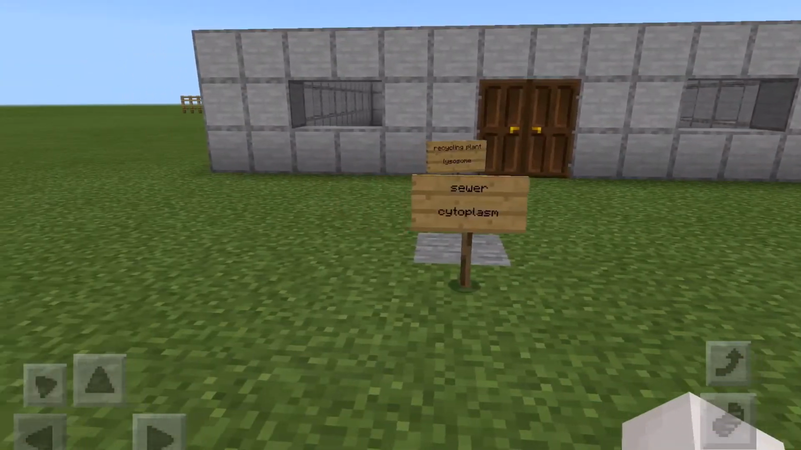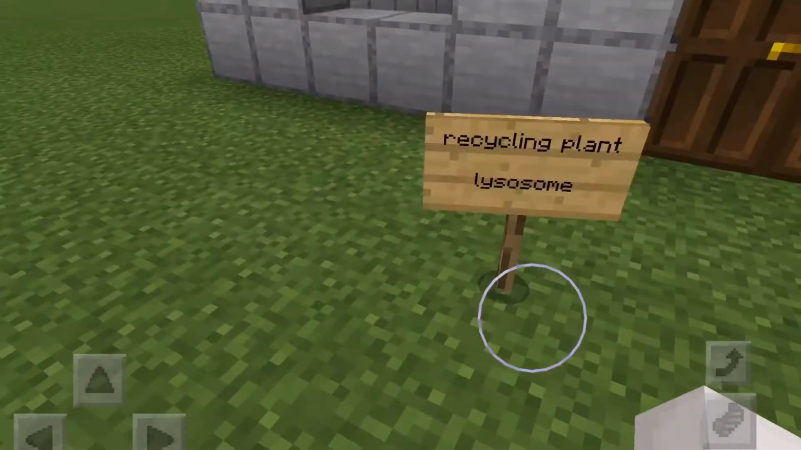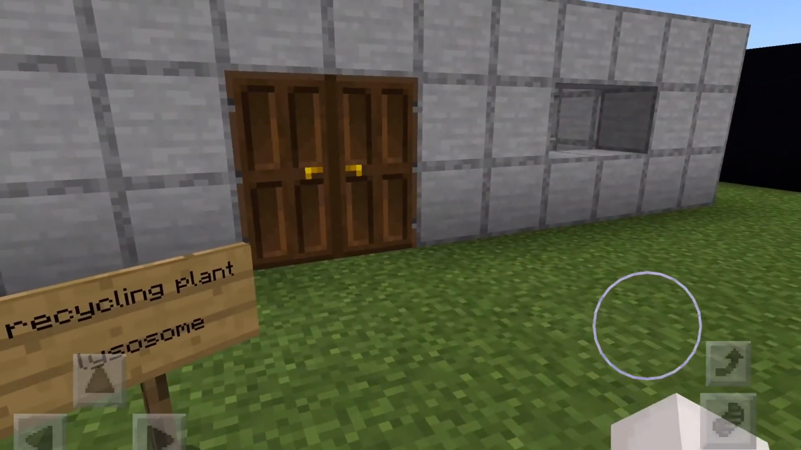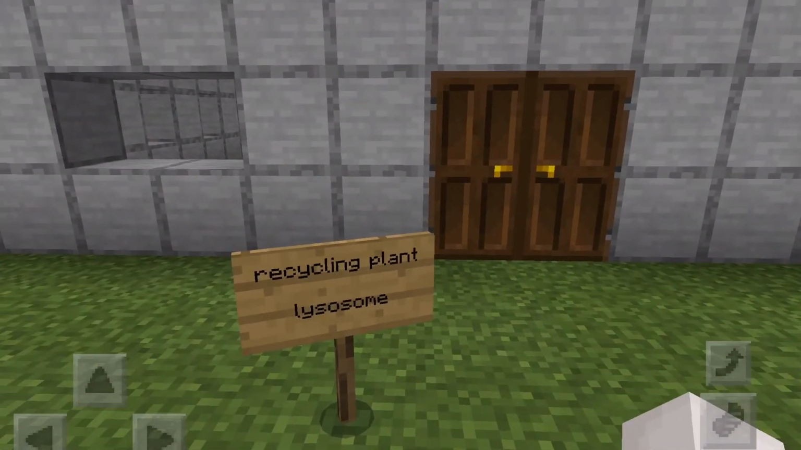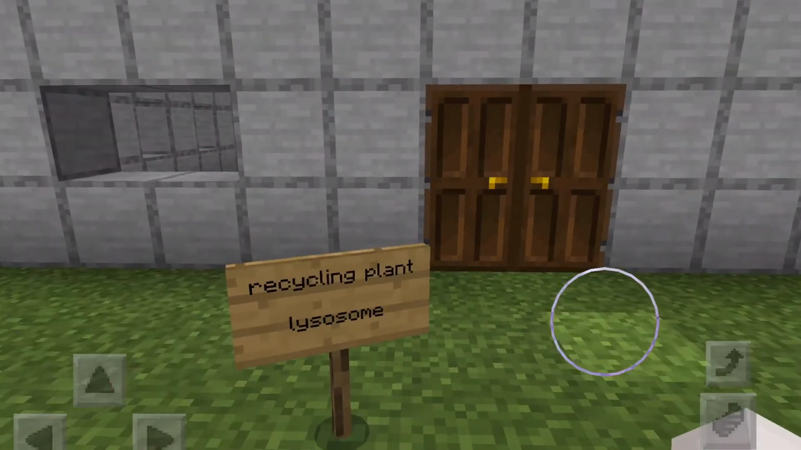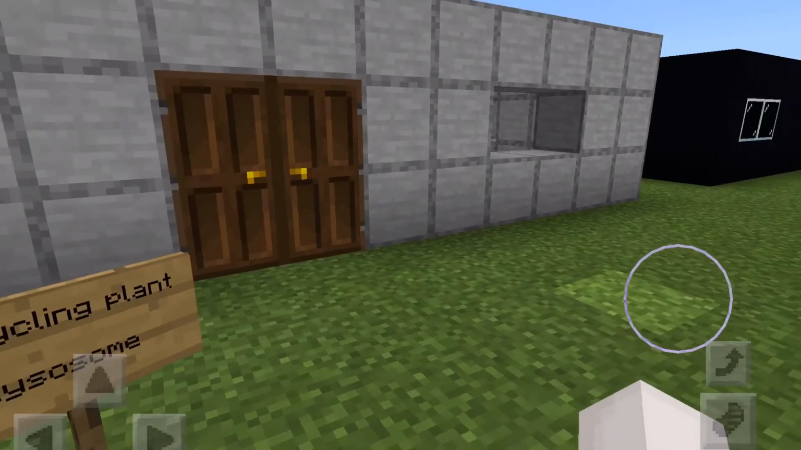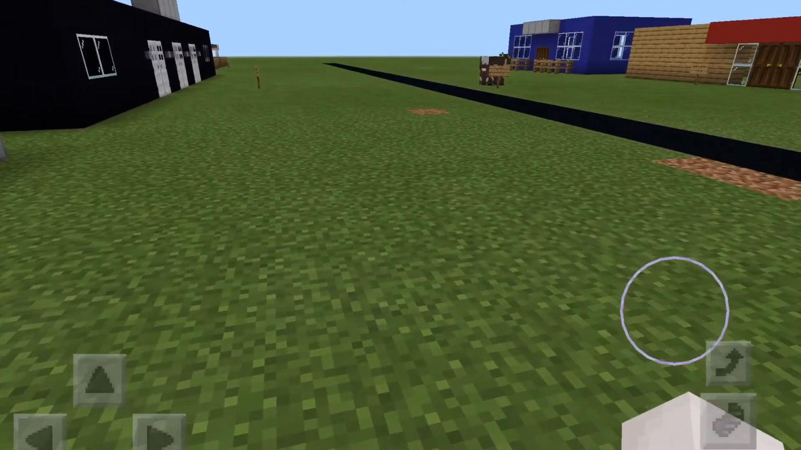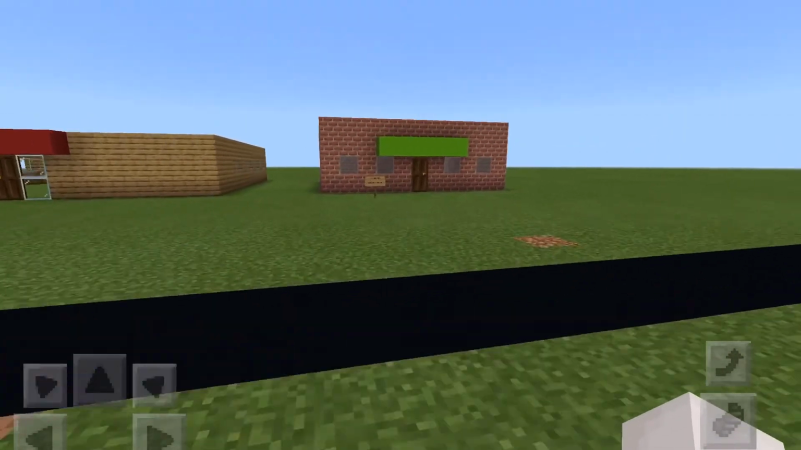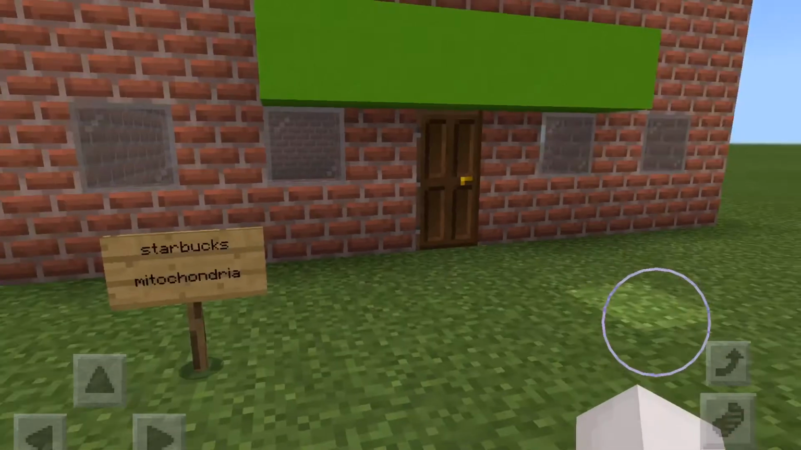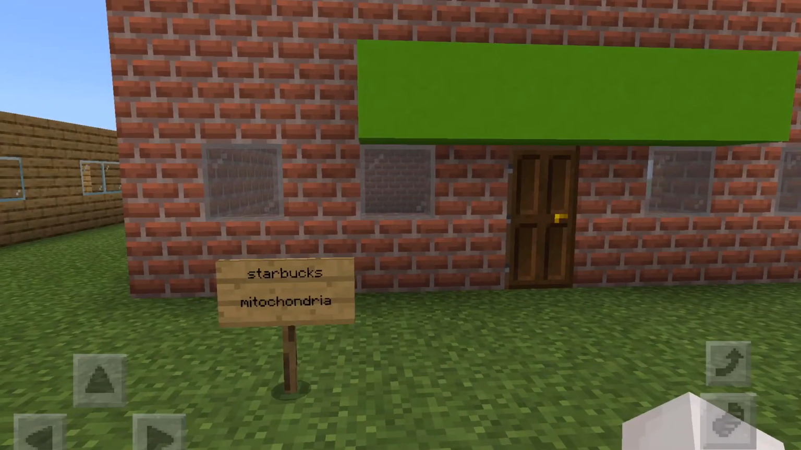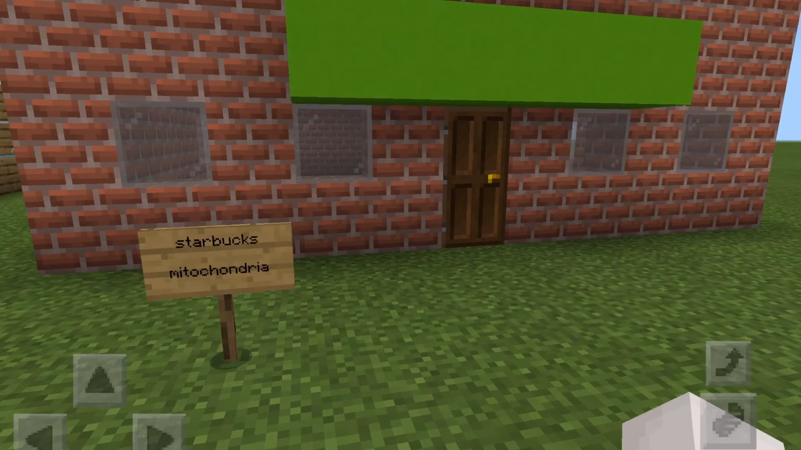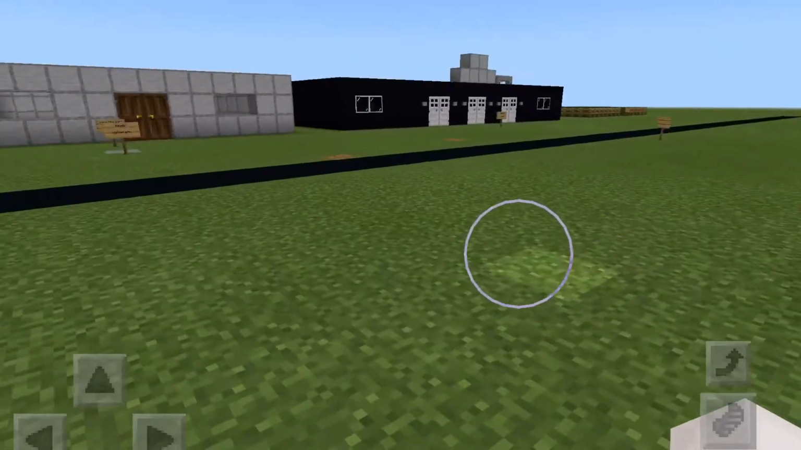And then next we have the recycling plant. For the recycling plant, I did a lysosome because that's where proteins and stuff get recycled into energy and protein and glucose for the animal cell. And then next, we did a mitochondria, which produces energy for the cell. So I thought energy, caffeine, coffee, Starbucks. That was basically my thought process for the whole thing. So I chose a Starbucks for the mitochondria.